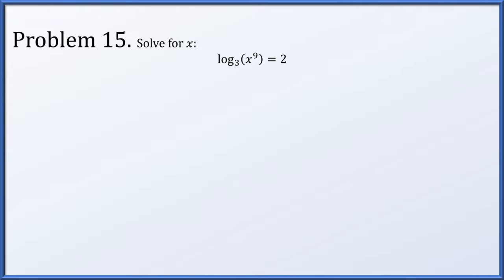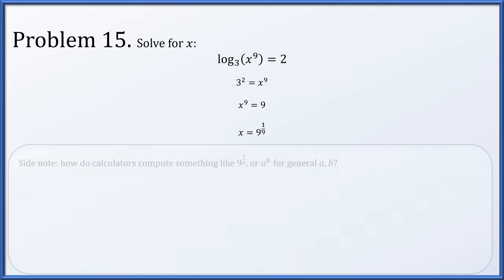In problem 15, we're asked to solve for x. The log base 3 of x to the 9th is equal to 2. Well, we just convert to an exponential. 3 squared is equal to x to the 9th. In other words, x to the 9th is equal to 9, and now we raise both sides to the 1 over 9, and we have it, x equals 9 to the 1 over 9.